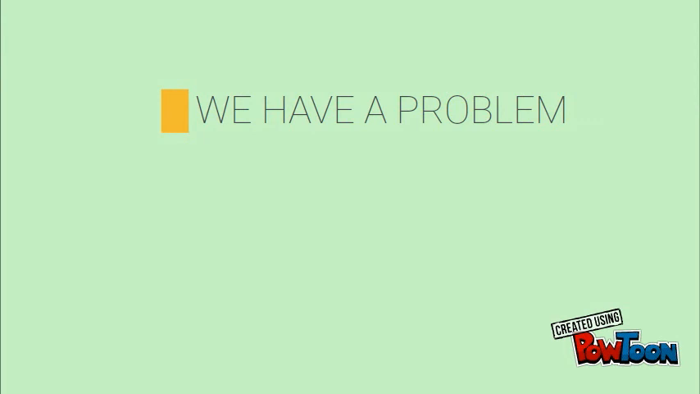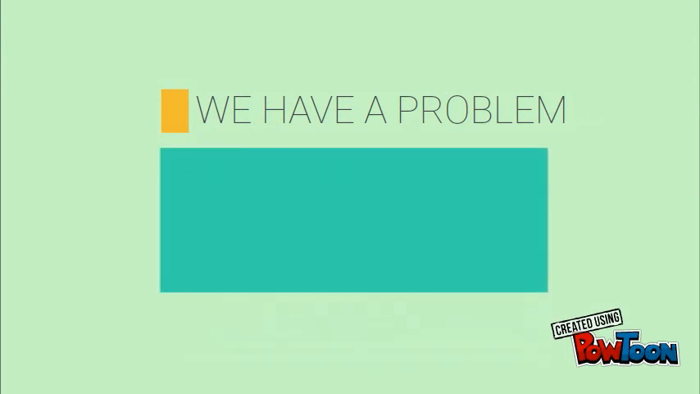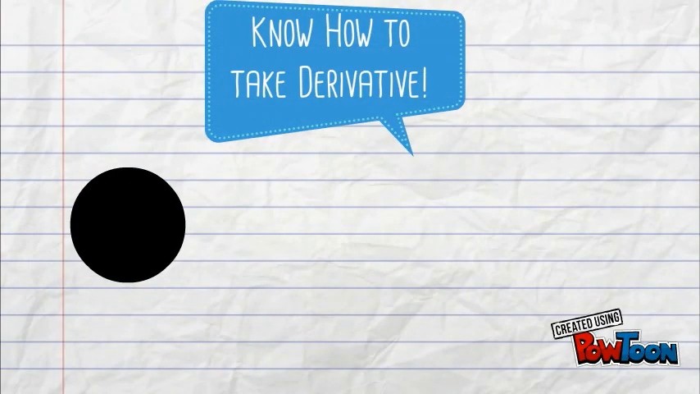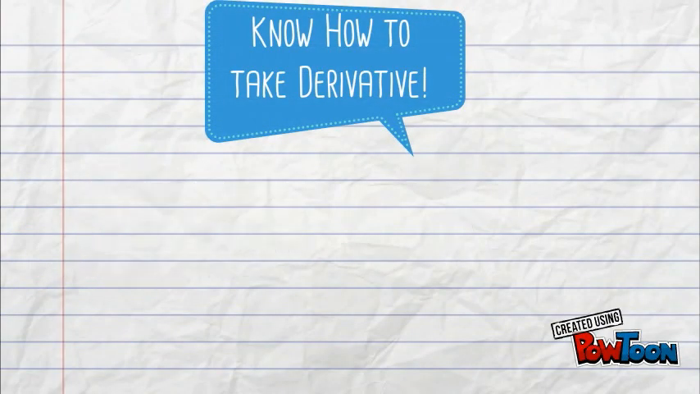We have a problem. The cue ball rolls across the pool table. Assuming the ball speed is always constant, what is the rate of change of the ball at 5 seconds? For this question, we will need to know how to take a derivative. In other words, the rate of change.